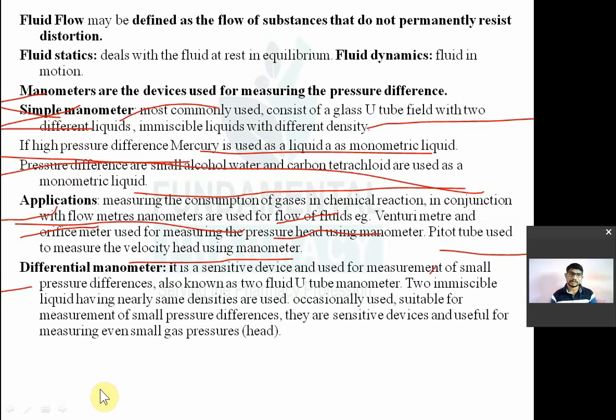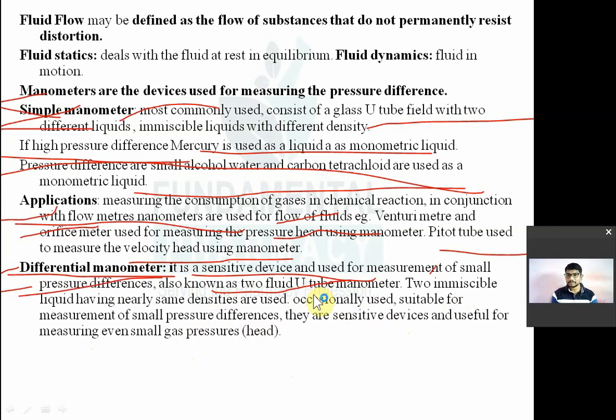Now second is nothing but the differential manometer. Differential manometer means it is used to measure a small pressure difference. It is a sensitive device used for measurement of small pressure difference. It is also known as a two fluid U-tube manometer. So differential manometer is also known as two fluid U-tube manometer.